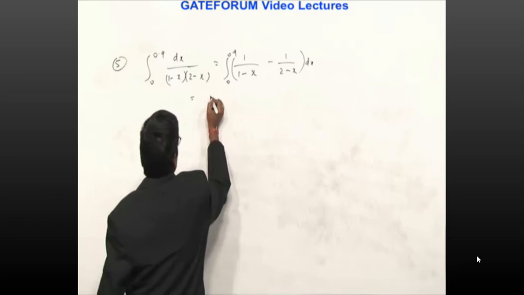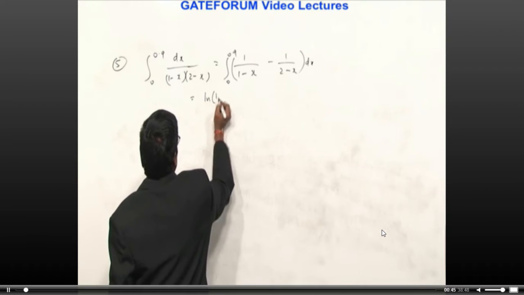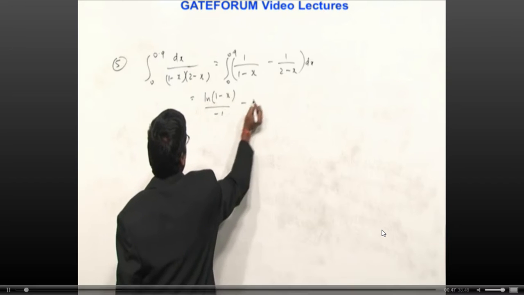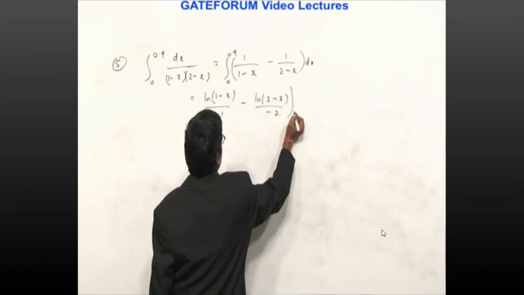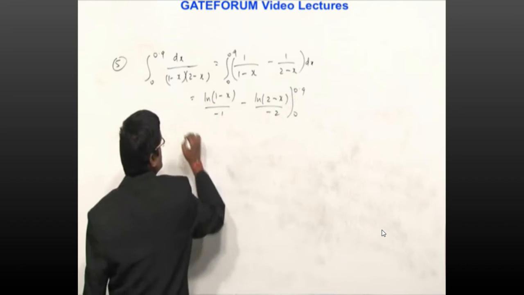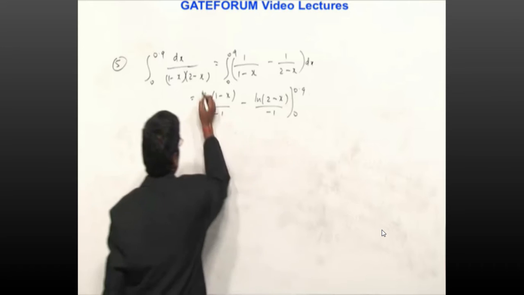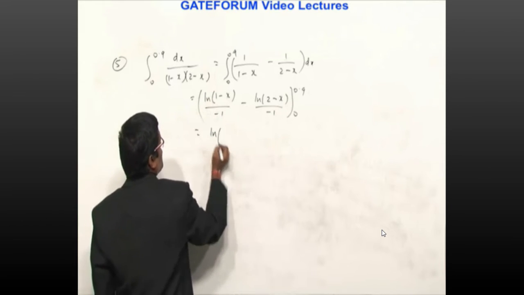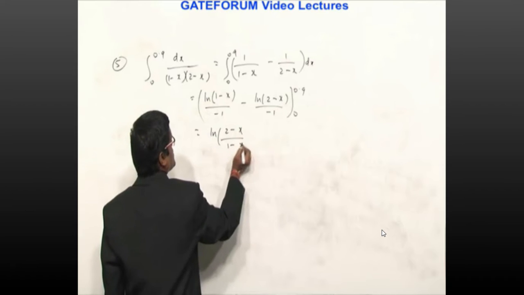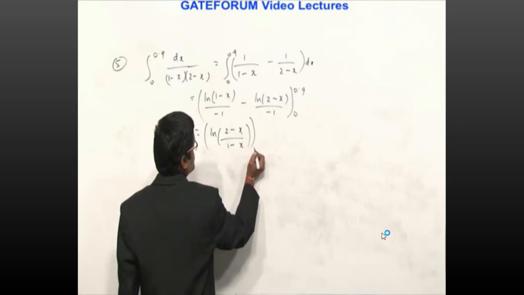Okay, so this is minus ln(1 minus x) by minus 1, minus ln(2 minus x) by minus 1, limits 0 to 0.9. The x coefficient in both is minus 1. So this becomes plus, this becomes minus. So ln of finally (2 minus x) by (1 minus x), using the properties of logarithm, log m minus log n is log m by n. So 0 to 0.9.